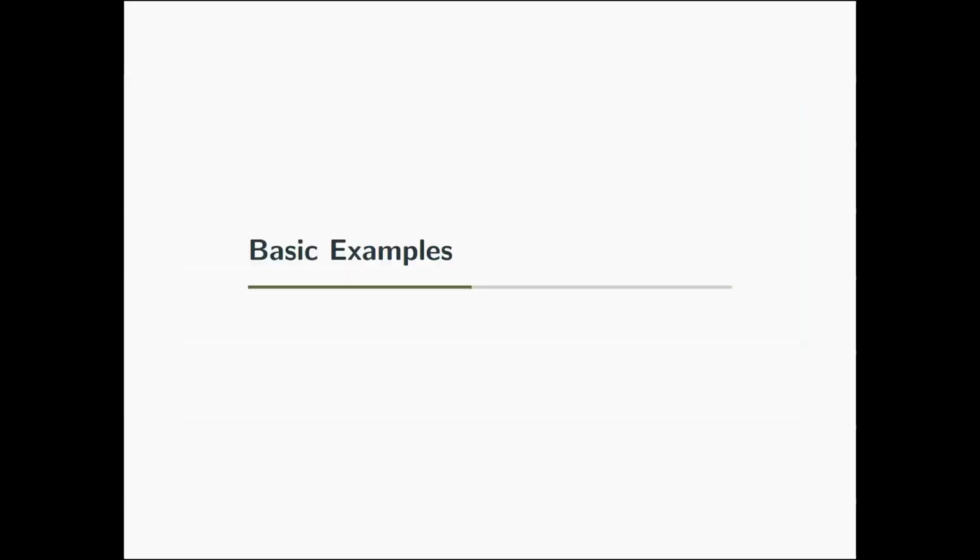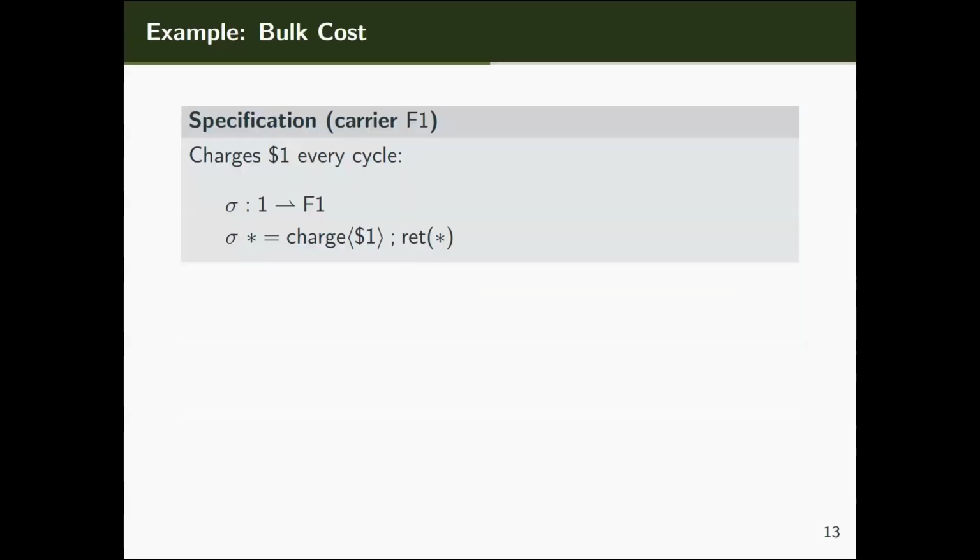Okay, so let's try to do some examples of coalgebra morphisms and see what happens. Say we want to talk about that bulk cost example where we charge $8 every 8 cycles. We can give a specification coalgebra, which has a carrier F of 1, and we just charge $1 every cycle. So we say, well, sigma is a very simple coalgebra. It immediately just charges 1 and keeps the trivial state the same.